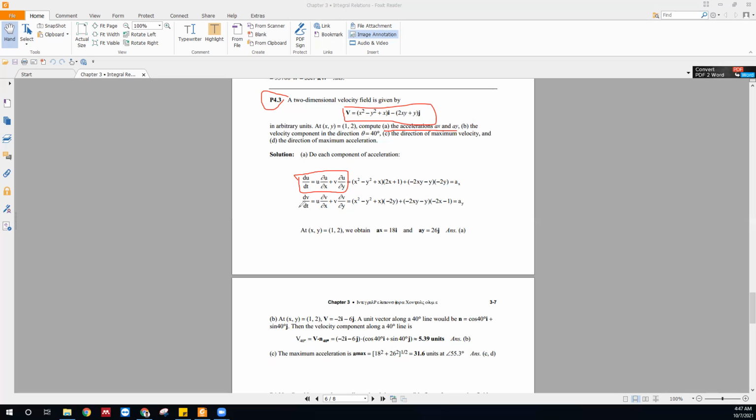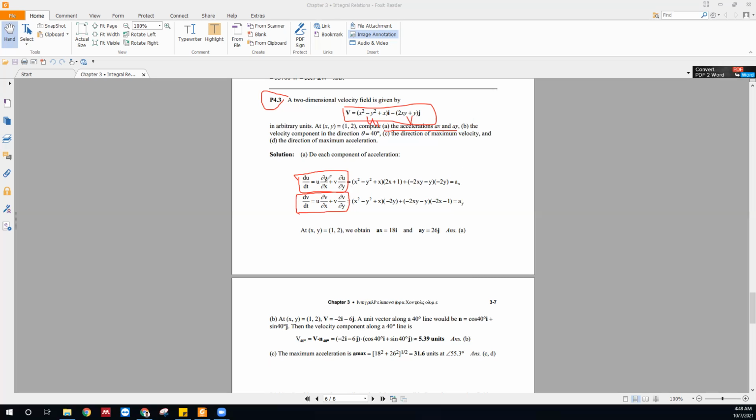And we can also take another, because this u is this part, right? And this is the v part. Now, if we take the u part, then that's along the x direction. And if we take the v part, the equation will be this.